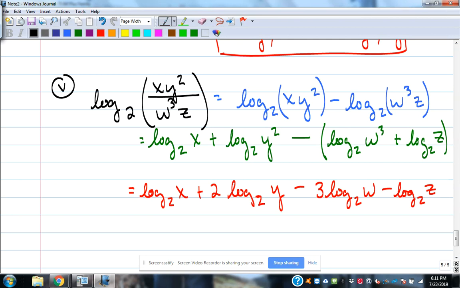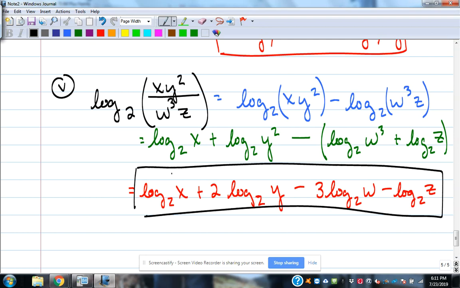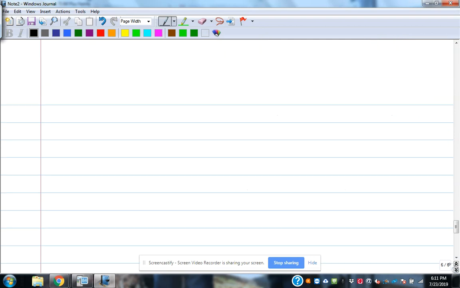Let's go into the condensing version of this. Okay, so we're going to condense into a single log. So we're going to take some that are already like the final answer here, and we're going to put them back together into a single log is what we're going to do. So condense into a single logarithm.